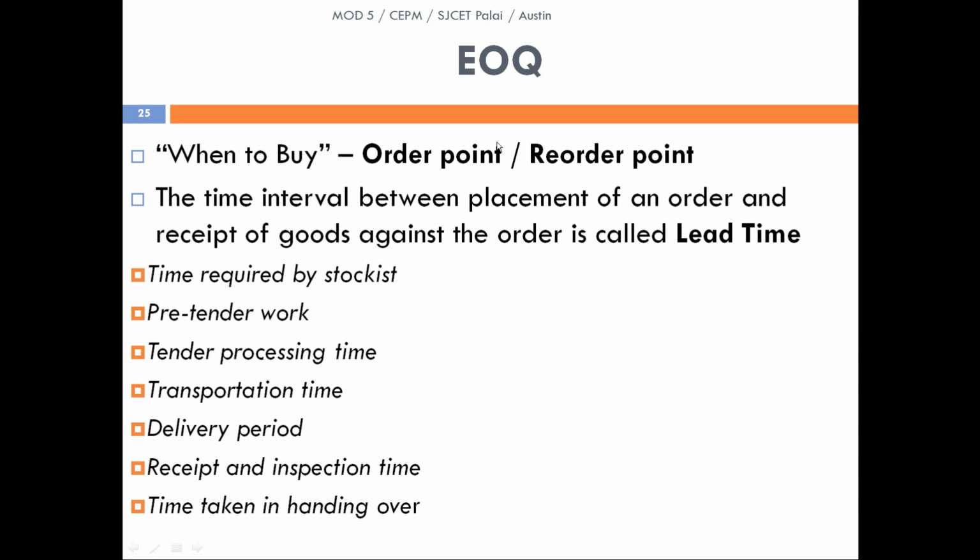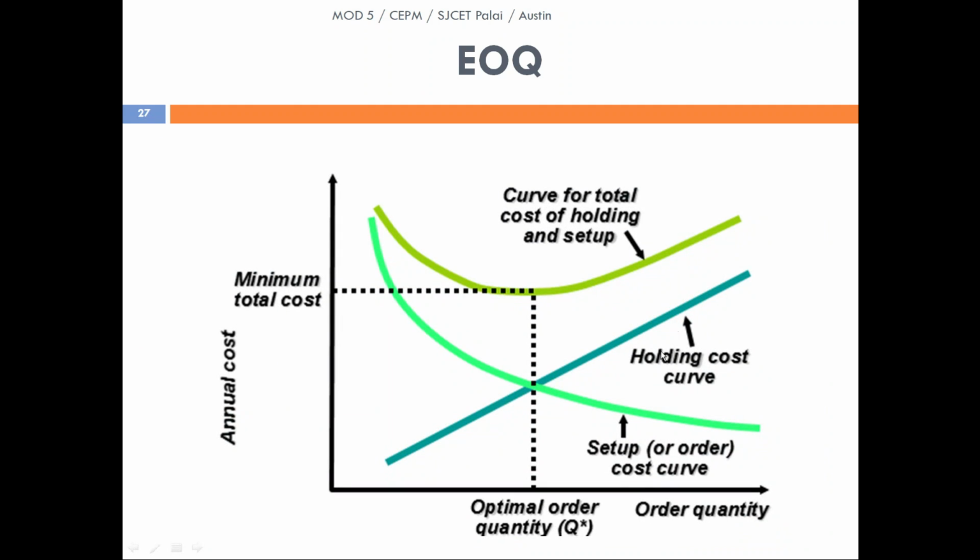Next one is when to buy, which is explained by order point or reorder point and lead time. This one is a graphical representation of EOQ, and in this one you could see three colored graphs. First one is a light green, a dark green and a blue, and the x-axis tells us about the order quantity or inventory quantity, and the y-axis tells about the annual cost.